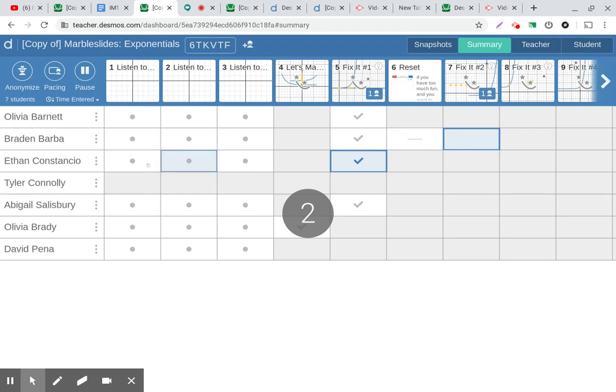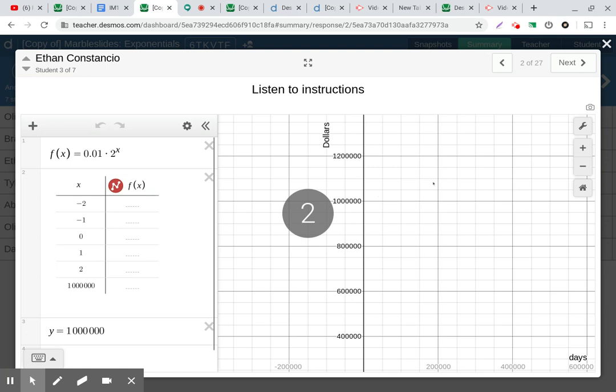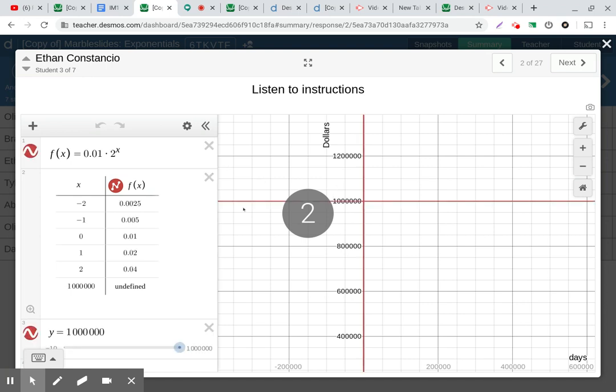When people show up, I'm going to make sure they have all the graphs. So they're going to have to watch the videos to know what to do.